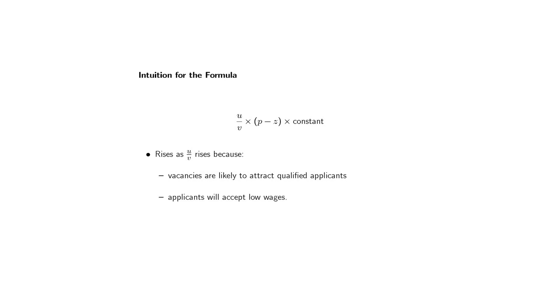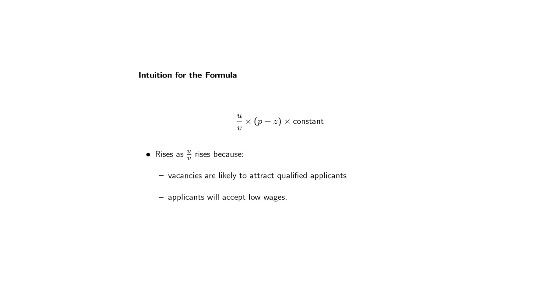This rises as U over V rises, for two reasons. First, when you create a vacancy and there are a lot of unemployed people relative to the job openings, you're more likely to attract a qualified applicant. And so your benefits of job creation are higher when unemployment is high relative to the number of vacancies in the economy. Second, the applicants are more willing to accept a lower wage. And so the firm is going to get a bigger share of the productivity that the worker is able to generate in times where there are more unemployed people relative to vacancies.